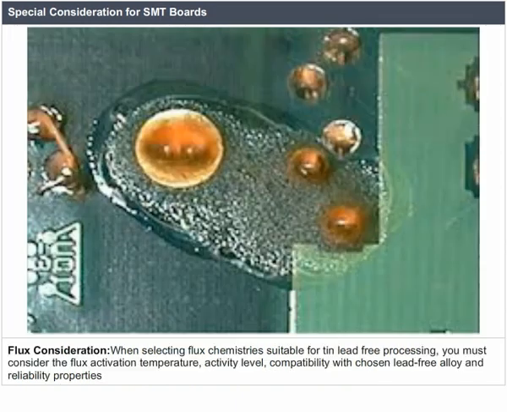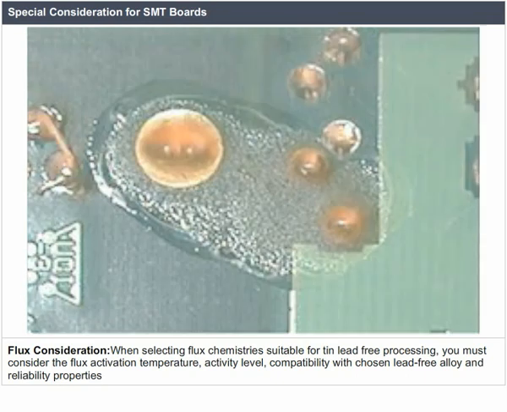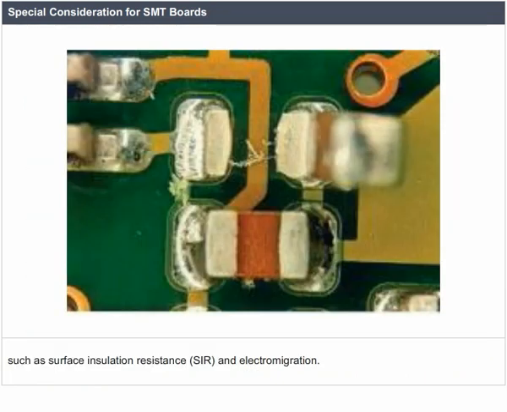Flux consideration. When selecting flux chemistry suitable for tin lead-free processing, you must consider the flux activation temperature, activity level, compatibility with chosen lead-free alloy, and reliability properties such as surface insulation resistance, SIR, and electromigration.